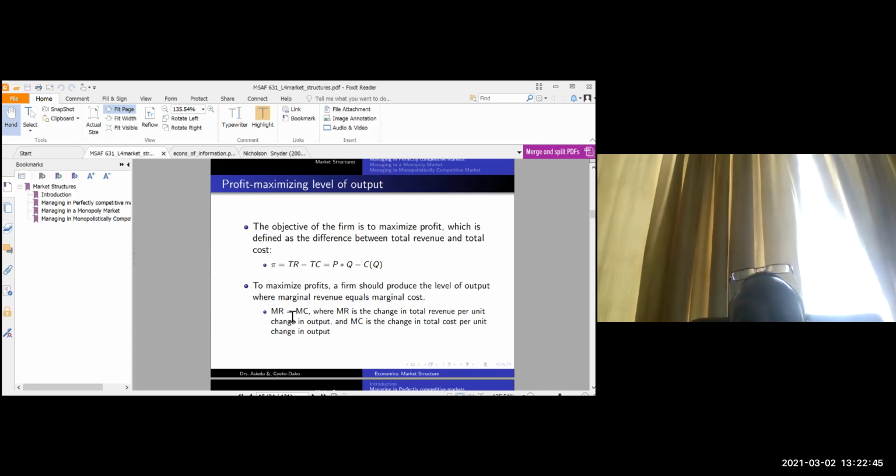So we are saying that marginal revenue equals marginal cost, which I explained on the whiteboard, where marginal revenue is the change in total revenue per unit change in output. If output changes by a unit, how does that impact your total revenue? That change is the marginal revenue. And the marginal cost is the change in total cost per unit change in output. If you produce one more unit, what change will happen to your cost? That change in cost as a result of a change in output is the marginal cost.